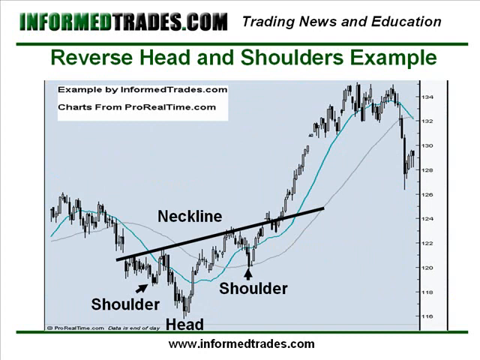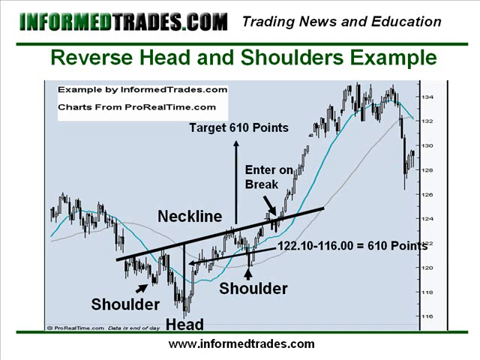Okay, so the reverse head and shoulders is basically the mirror image, the opposite of the head and shoulders. We also are going to get our projected target by measuring the distance from the head to the neckline. We enter on the break of the resistance this time, since we're flipped upside down. Project our 610 point target from the break of the resistance line or the neckline there, and then put our stop loss just below the right hand shoulder, as that is considered the nearest support level.